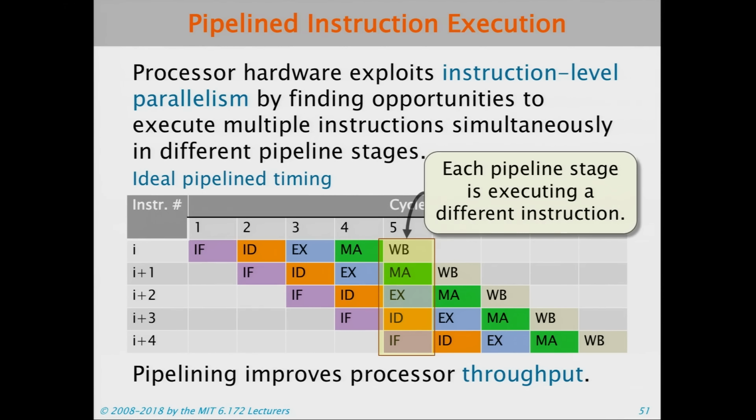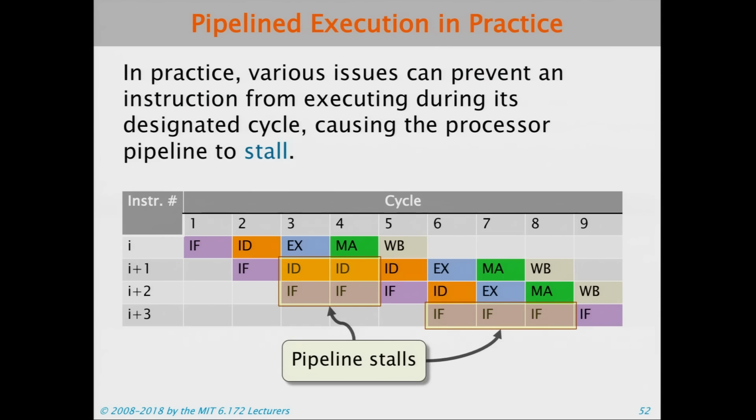So each pipeline is executing a different instruction. However, in practice, this isn't what happens. In practice, you discover that there are what's called pipeline stalls. When it comes time to execute an instruction, for some correctness reason, it cannot execute the instruction, has to wait. And that's a pipeline stall. That's what you want to try to avoid. And the compiler tries to produce code that will avoid stalls.